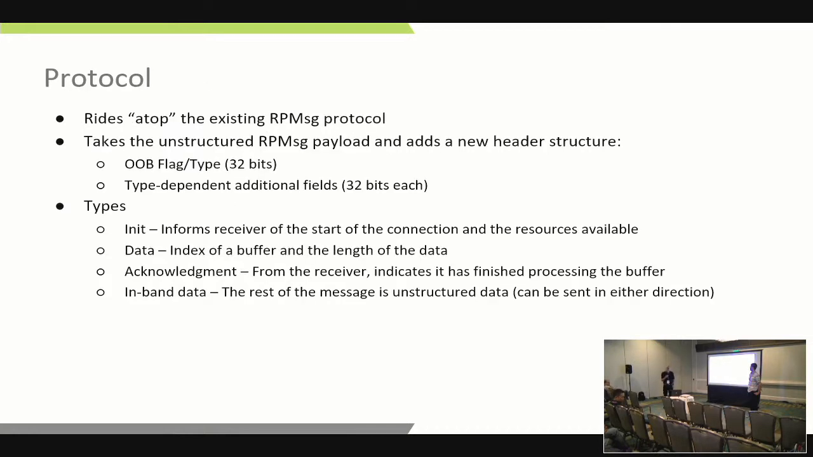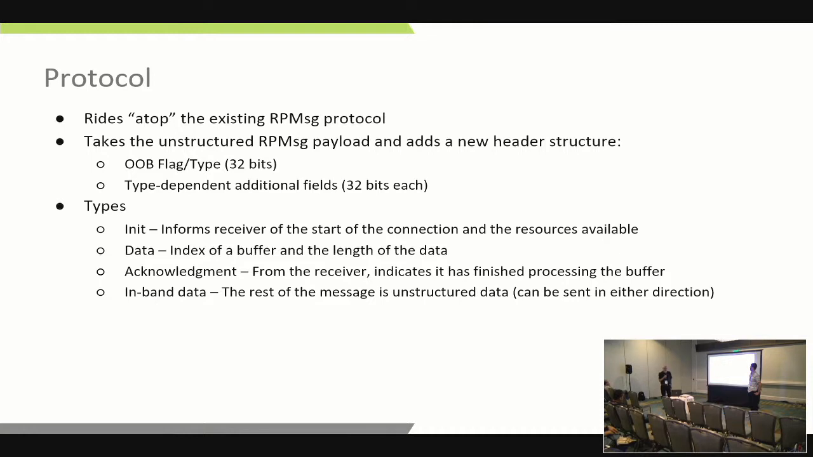And then there's a protocol to this that rides atop the existing RPMsg protocol. We take the unstructured payload of the RPMsg protocol and add a new header structure inside there. So it's transparent to the RPMsg implementation that there's the structure in there. There's a 32-bit out-of-band flag and type field, and then type-dependent additional fields, each of 32 bits. It wastes some space, but is very convenient for processing and easy to understand, and you don't have to write code that takes into account alignment.